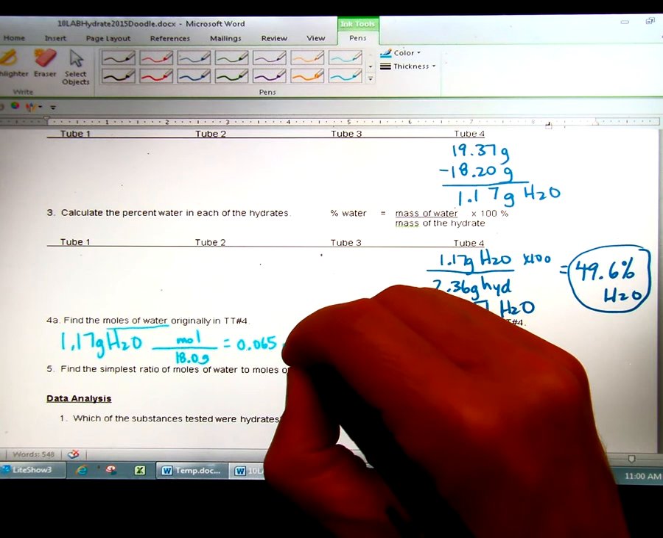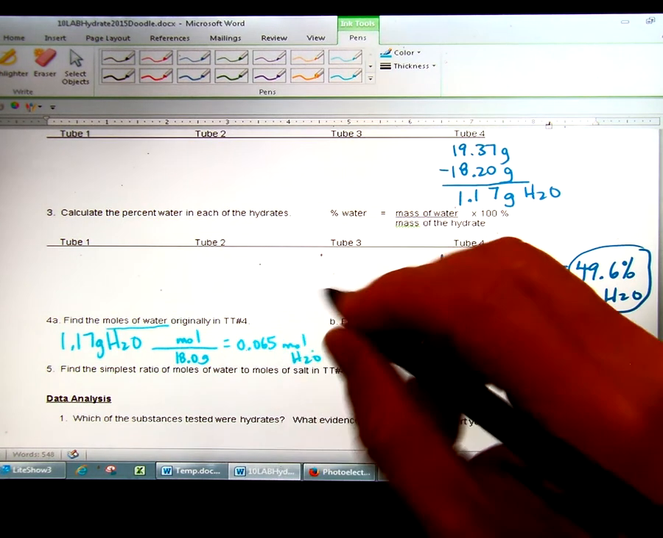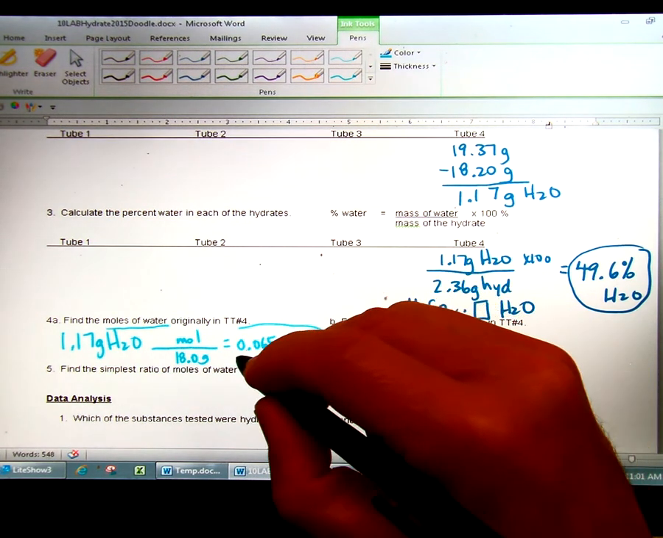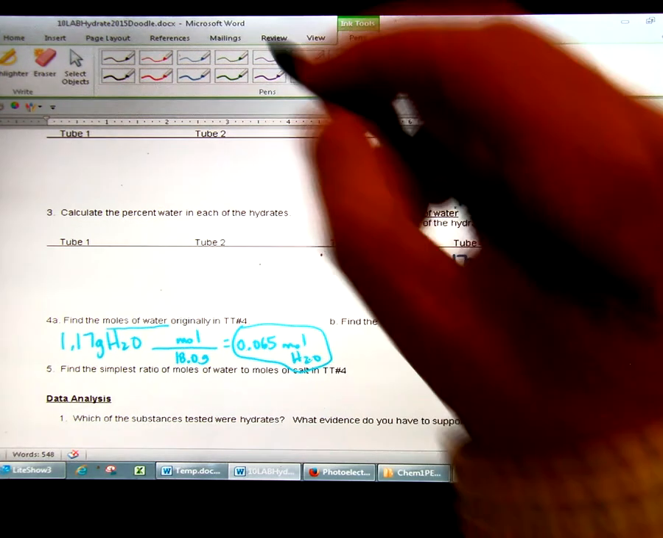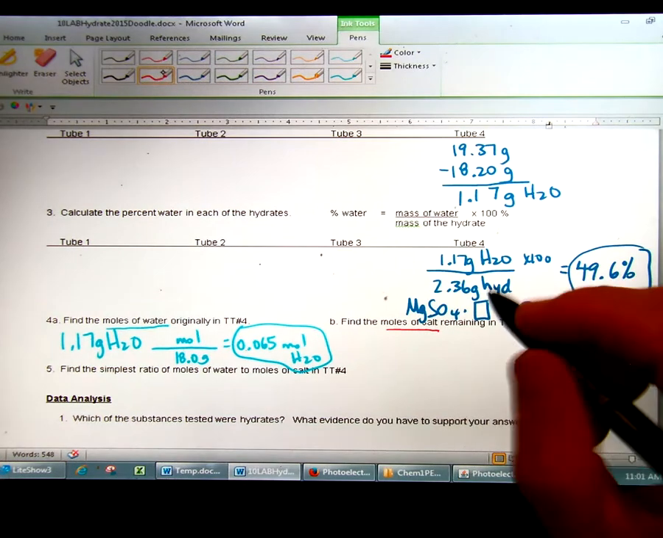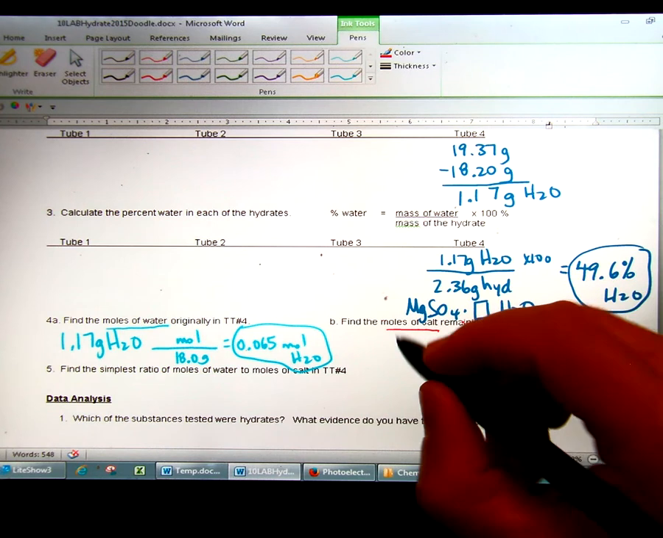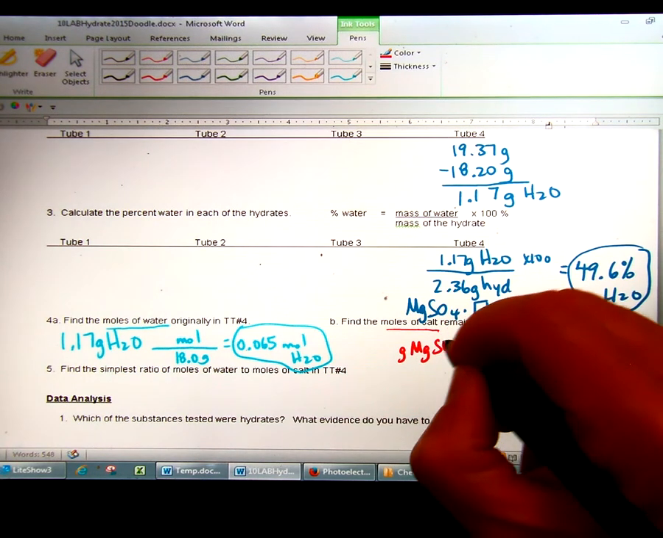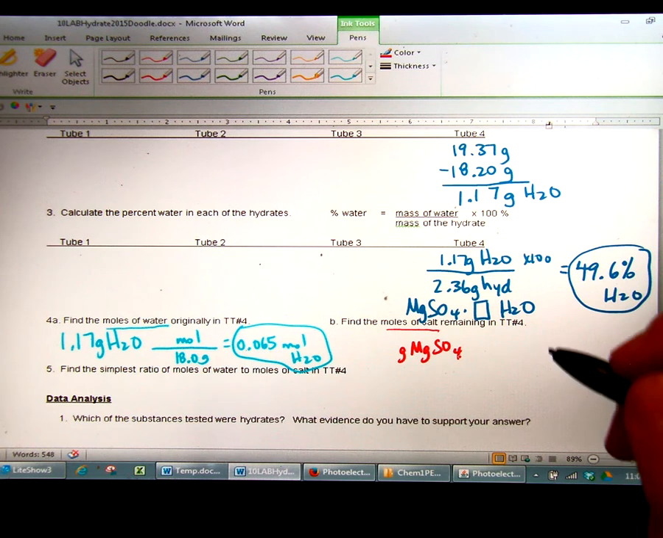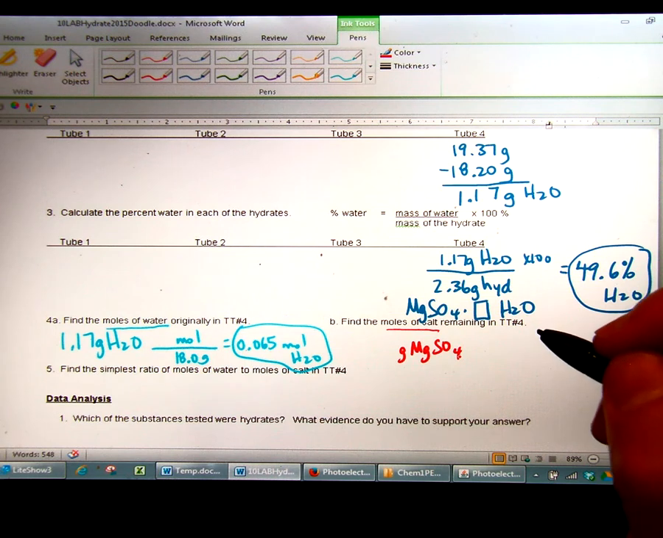0.065 moles of water in the hydrate. So in my 4th test tube, this is how many moles of water came out. Now I need to know the moles of salt. Well, the salt is the MgSO4. Now, I never figured out how much salt was in test tube number 4.